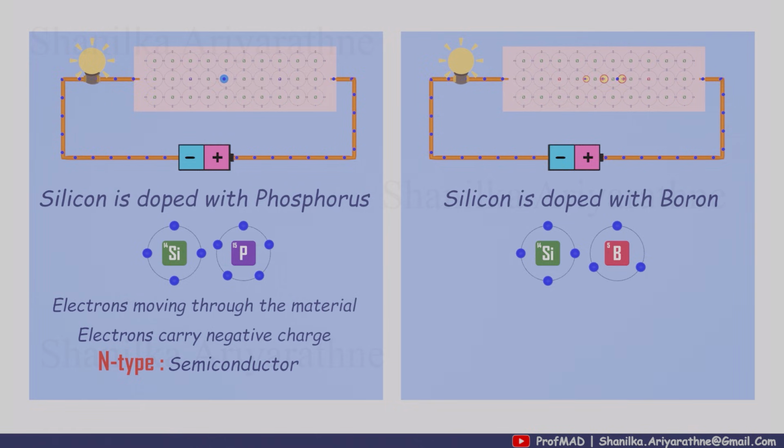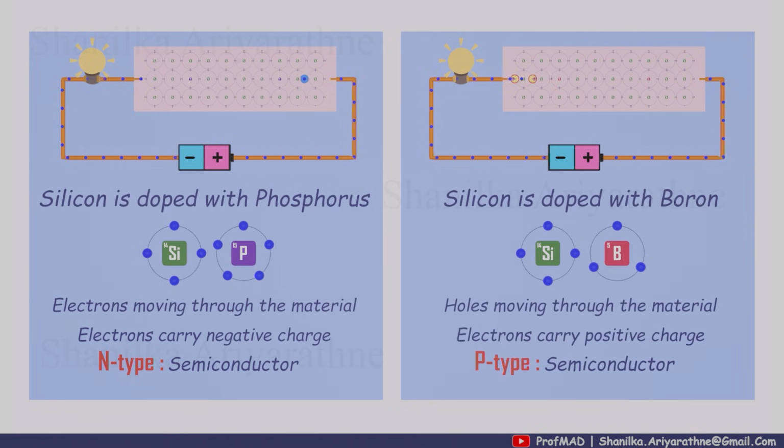In the other case, we have holes. Here, electrons don't move freely through the lattice. Instead, they hop from atom to atom to fill these empty spots. This makes it appear as if the holes themselves are moving in the opposite direction. Because we treat holes as positive charges, this material is called positive type, or P-type.